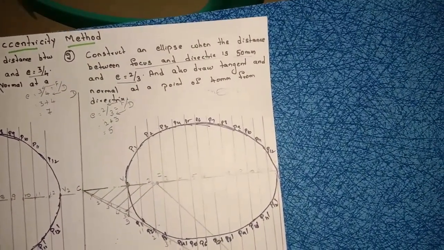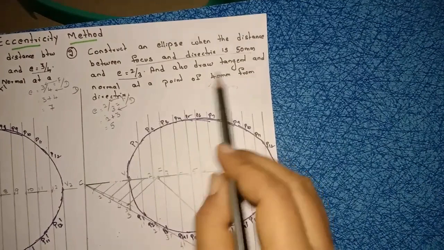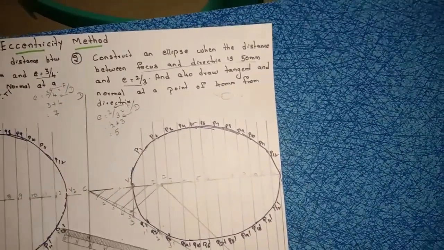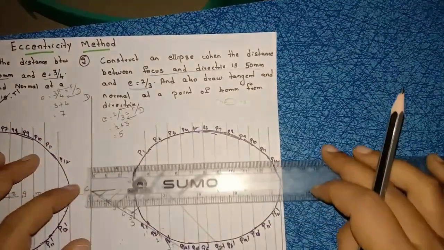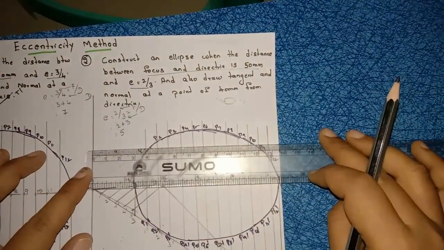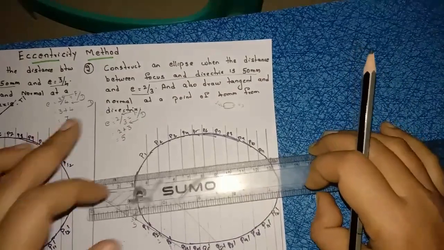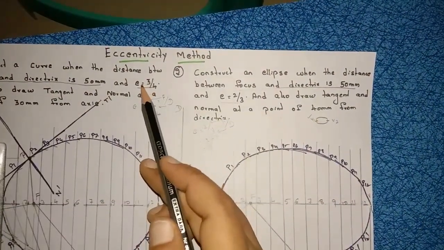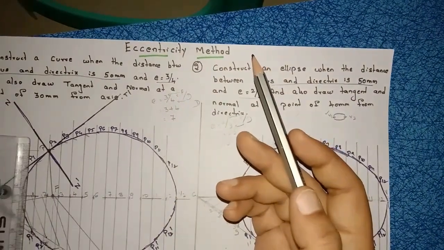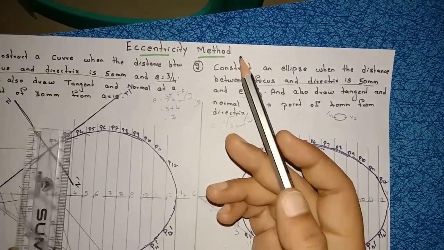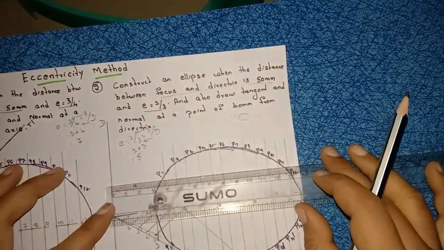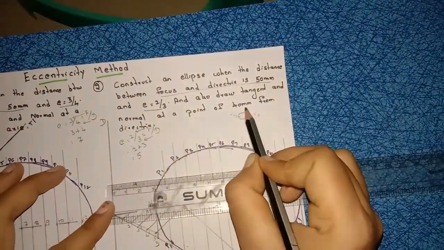To draw tangent and normal at a point 40 mm from directrix. I am saying 40 mm from directrix. This is your directrix line, no? So keep your scale in horizontal manner. If it is from axis, we keep our scale in vertical manner and check like this. From directrix means keep your scale in horizontal manner. Zero. Distance is 40, no?